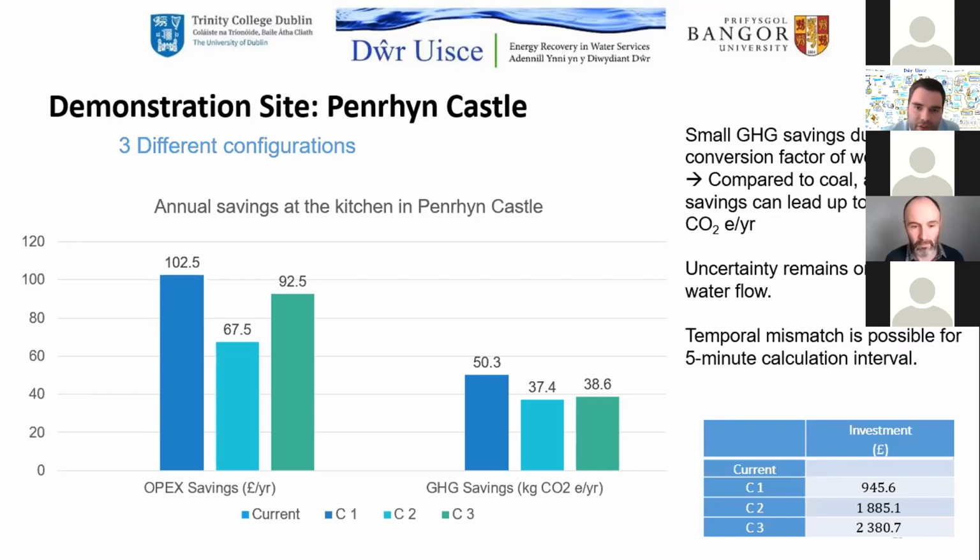Now, this reduction in greenhouse gas emissions is quite small because we used the conversion factors for company reporting, where biomass, wood chip, has a very low conversion factor. Now, the technical emission savings are a bit higher and are more in the order of magnitude of 750 kilograms per year. We still have quite a remaining uncertainty on the flow, as we discussed earlier.